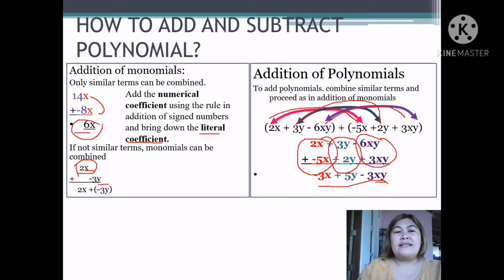I hope you understand how we are able to add monomials, and after that, how to add polynomials. Okay, so let's proceed to subtracting monomials and polynomials.